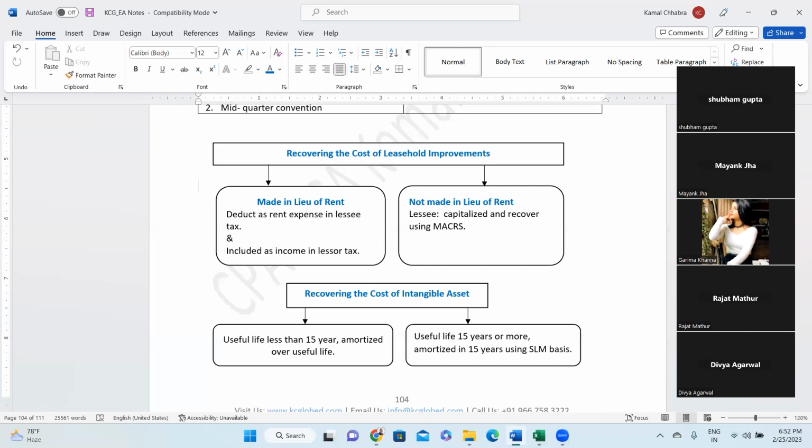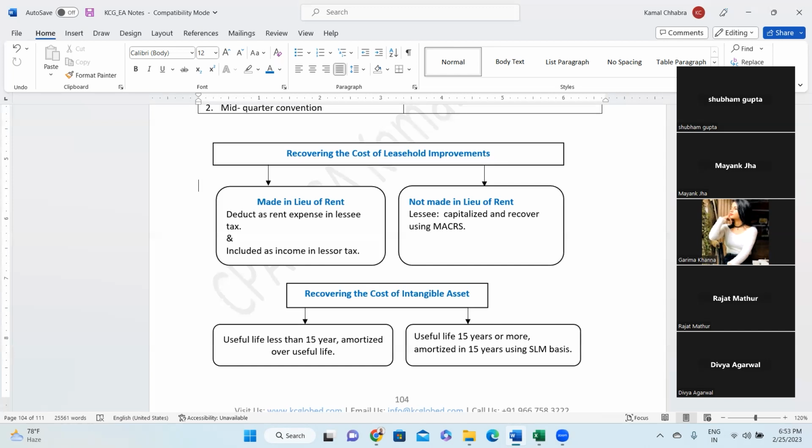Next is recovering the cost of intangible assets. Intangible assets are your copyright, your trademark, your patent, your goodwill, right? Those all come under intangible assets. If the useful life of those intangible assets is less than 15 years, then amortize over the useful life. So for example, if you have a patent that has a life of 5 years, you need to amortize that cost over the period of 5 years.